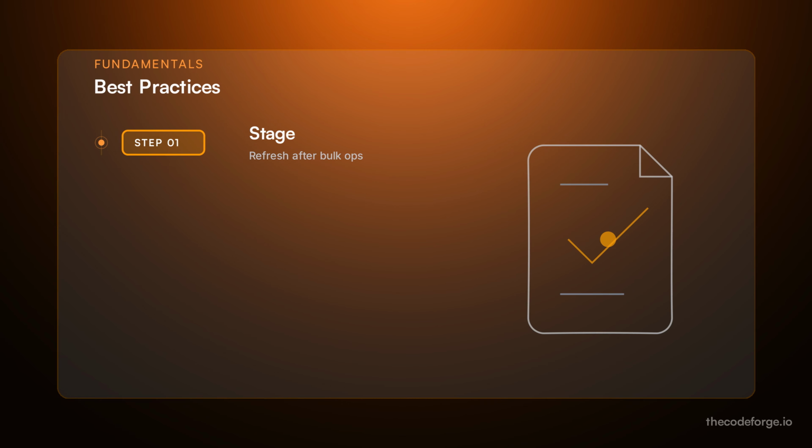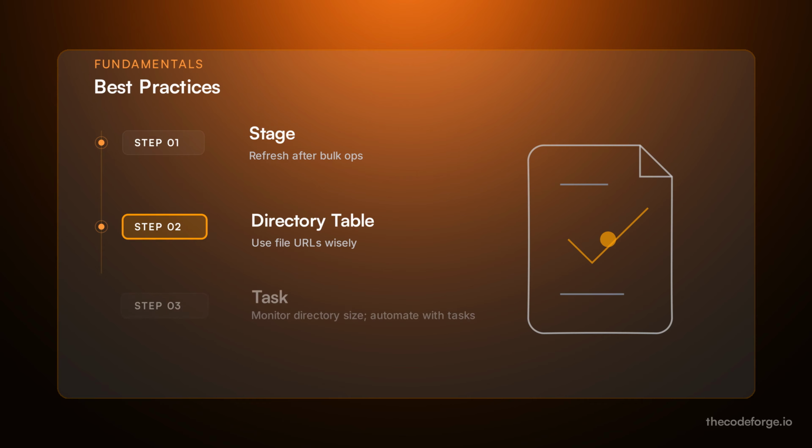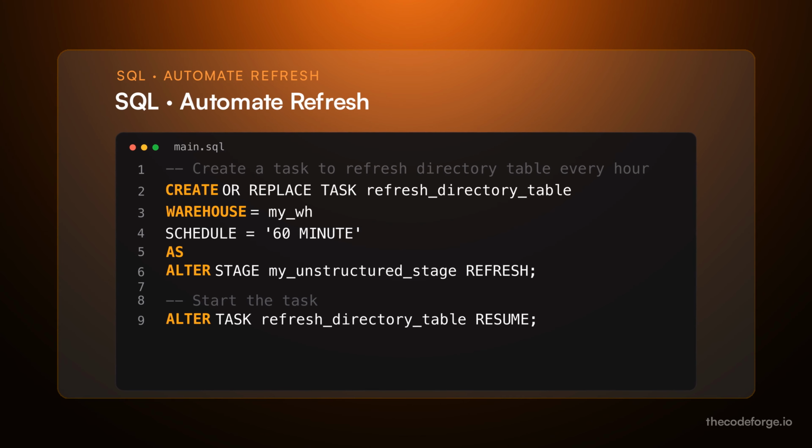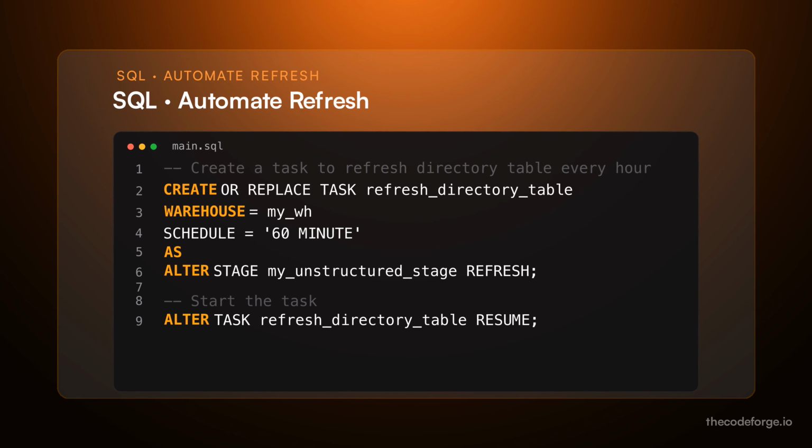Follow these best practices. Point directory tables at a stage only when you need them, refresh after file changes, and automate with tasks to keep metadata current. This task refreshes the directory table every 60 minutes. You can use event notifications for more timely updates.